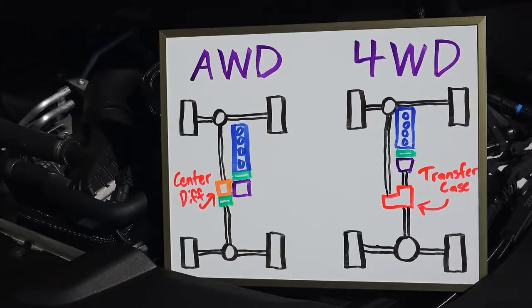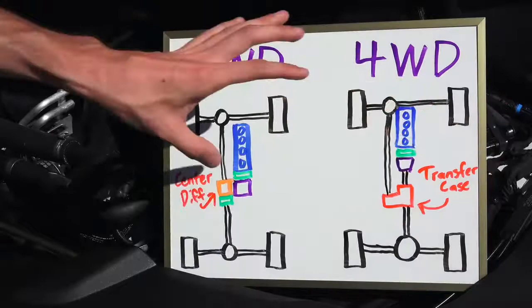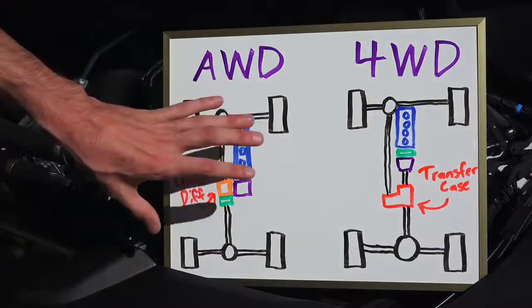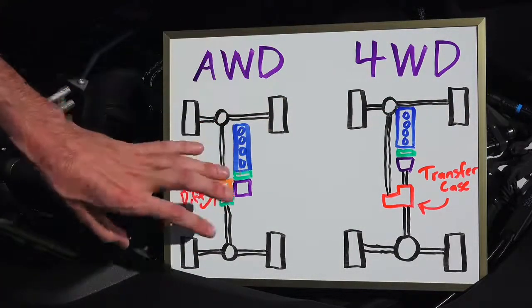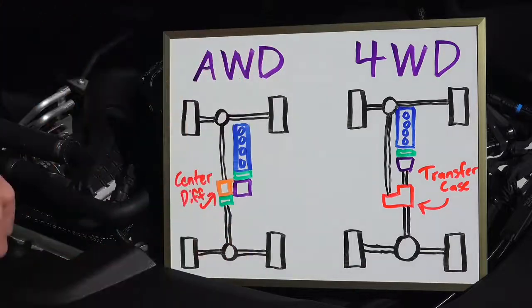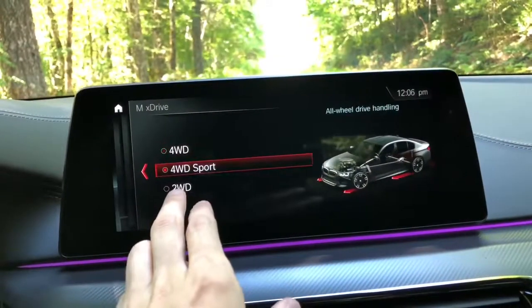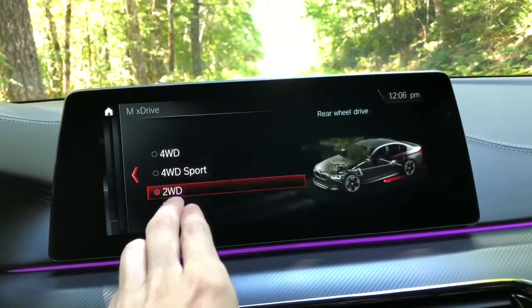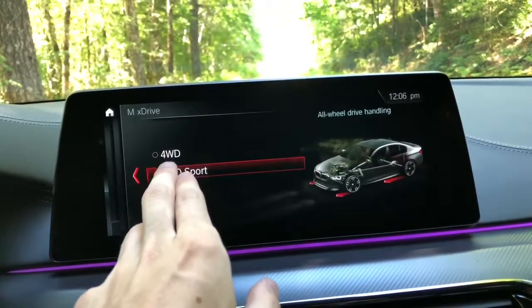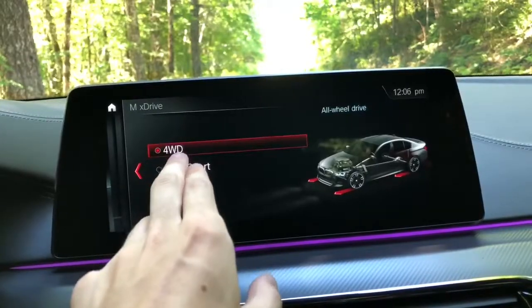There are a lot of similarities, but the big difference between these two is that with all-wheel drive, the driver isn't choosing what's happening. The system itself is always determining where it wants to send that torque. With four-wheel drive, using this transfer case, the driver actually chooses: do I want to send power just to the rear wheels, or do I want to also send power to the rear wheels and the front wheels?